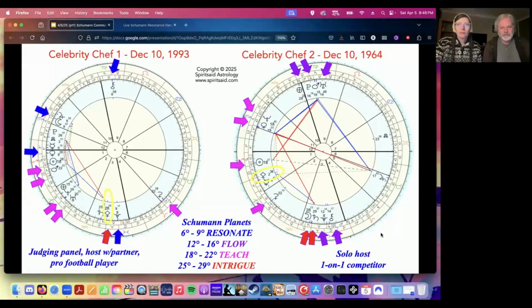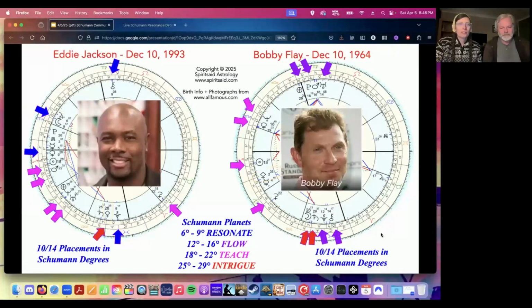Okay. So we'll reveal who these people are. The person on the left is Eddie Jackson, former professional football player, really amazing guy, great personality. We watch any show that he's on, but he's not known for his actual cooking as much. And the guy on the right is Bobby Flay, who's one of the all-time winningest competition cooks ever. And we spend a lot of time watching him.